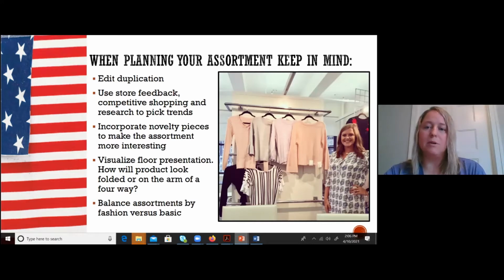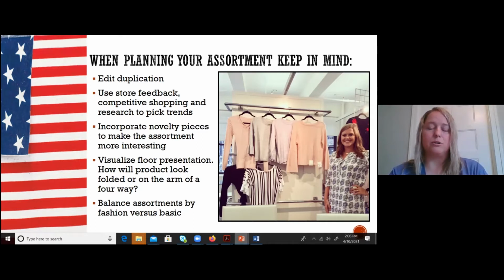So in this image on the right-hand side, you can see that a lot of these sweaters are very similar in style. And then also the colors are pretty bland and kind of bleed together. So you really want to make sure that you have shopped the trends, you pick the trends that your customers are looking for, and you don't need 4 of the same sweaters from 4 different vendors.